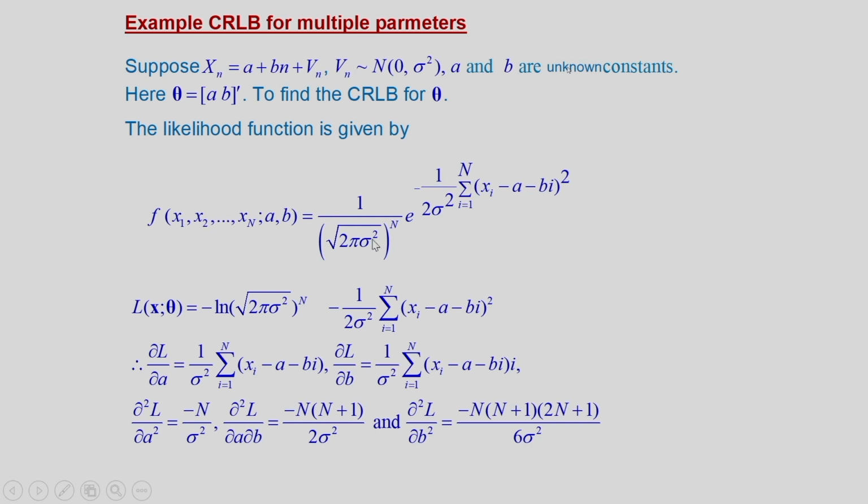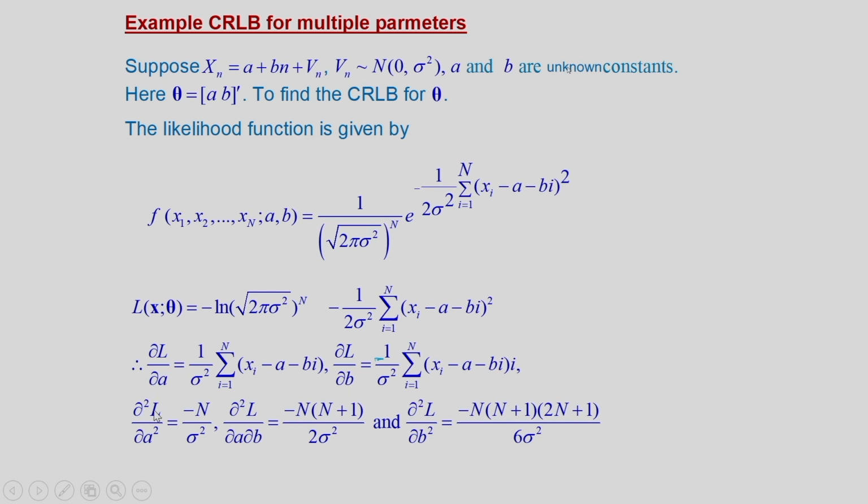So, this is the n-dimensional Gaussian, and we can take the logarithm to get the log likelihood function given by this. This is the expression for the log likelihood function, and if I take the first derivative with respect to a, we will get this quantity. Similarly, del L del b will be given by this, because bi is there. So, we will have i here, and similarly we can now take the second order derivative. Suppose del L del a is given.